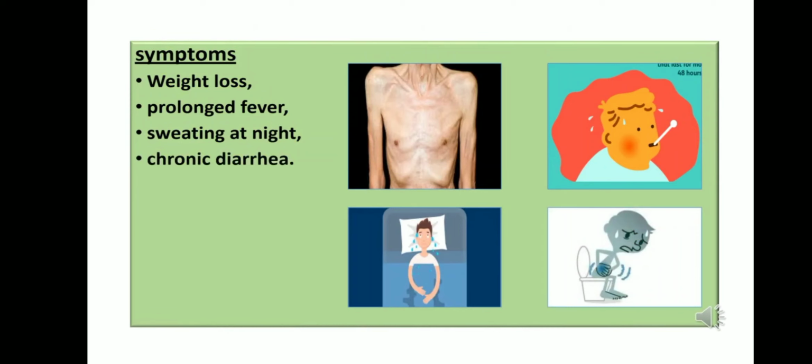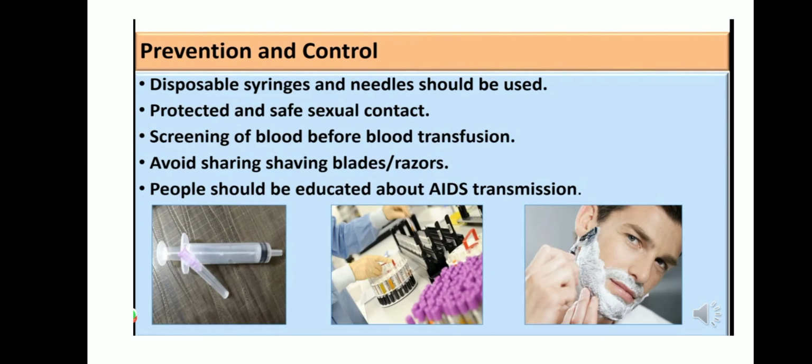Symptoms of this disease: weight loss, prolonged fever, sweating at night, as well as chronic diarrhea, continuous, that is heavy diarrhea will occur, loose stools. How to prevent? Very important question. How to prevent ourselves from AIDS?